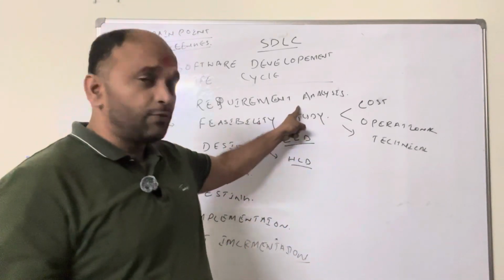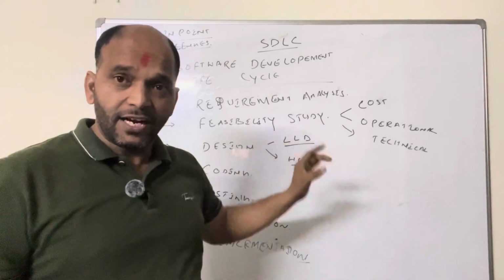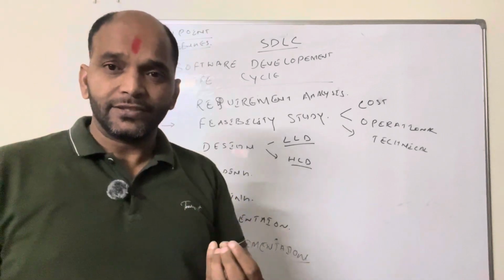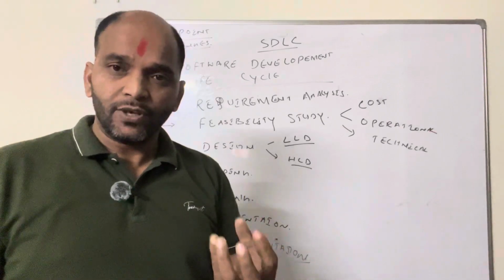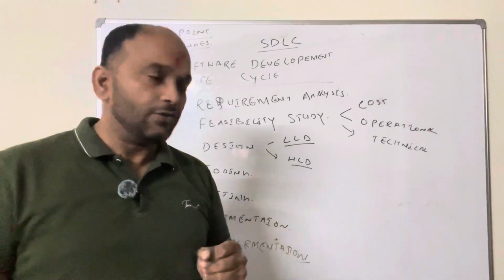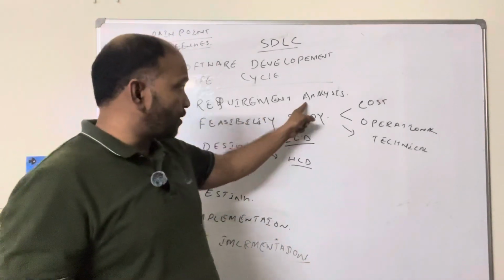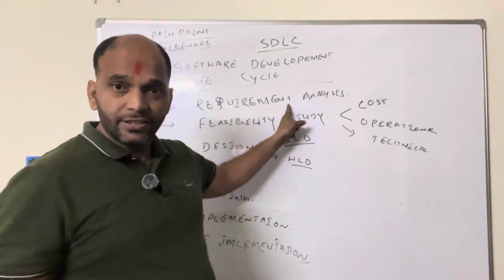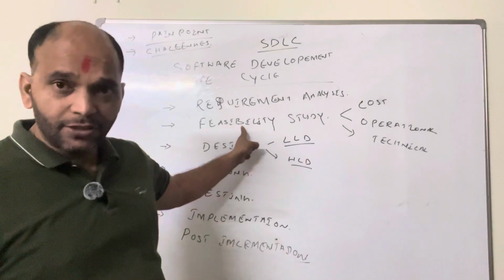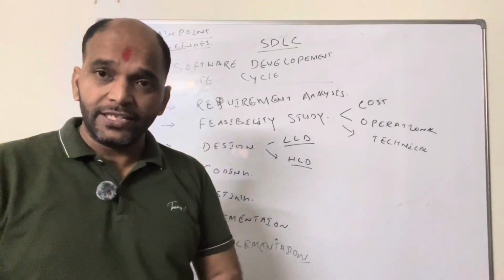So every step will produce some artifacts. When I say artifacts, these are nothing but certain documents which they produce once that step is completed. That we will cover in the next video. But after requirement analysis, we will have a certain set of documents. Those documents will be utilized by the person who is working on the feasibility study.